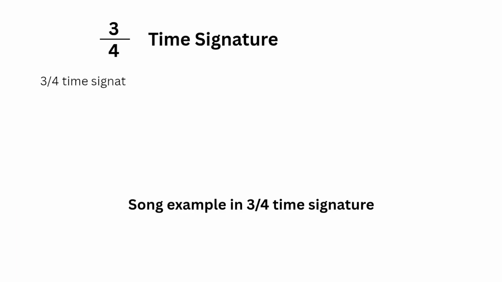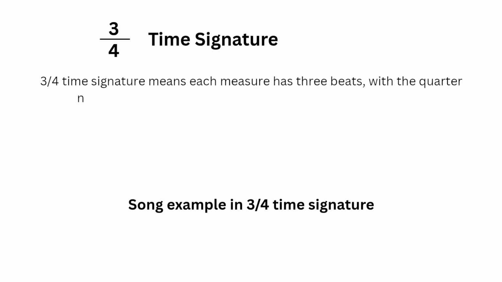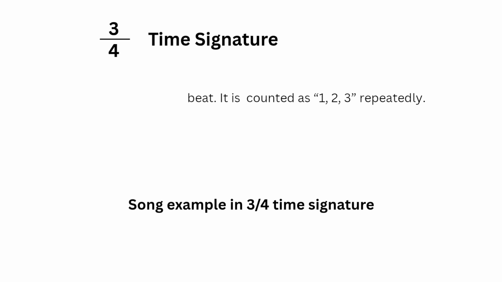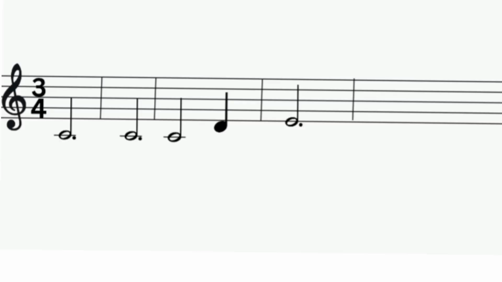3 by 4 time signature. 3 by 4 time signature means it has 3 beats per measure, with a quarter note receiving 1 beat. It is counted as 1, 2, 3 repeatedly. The song example of 3 by 4.